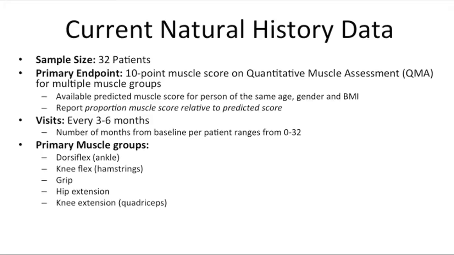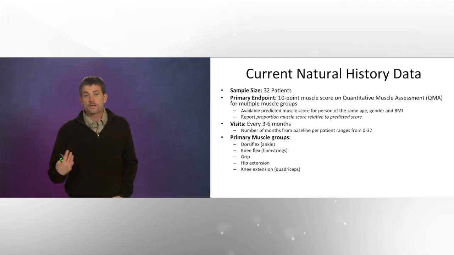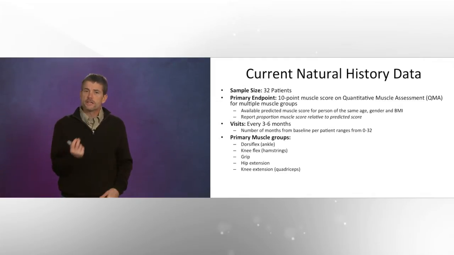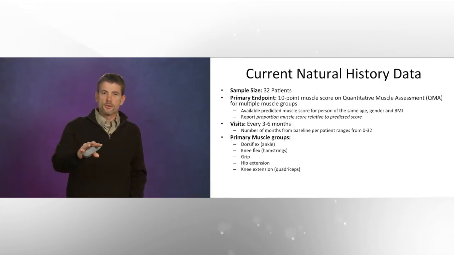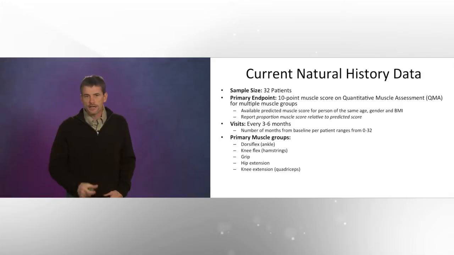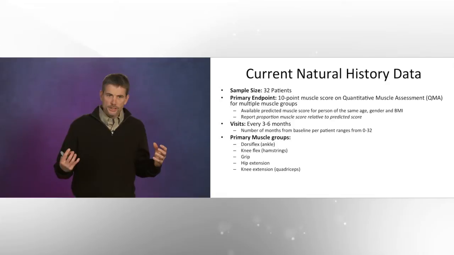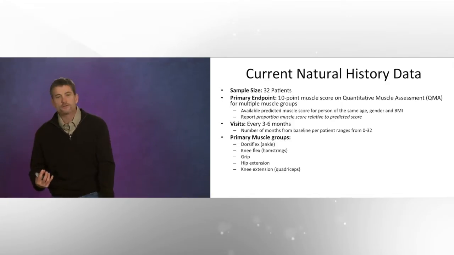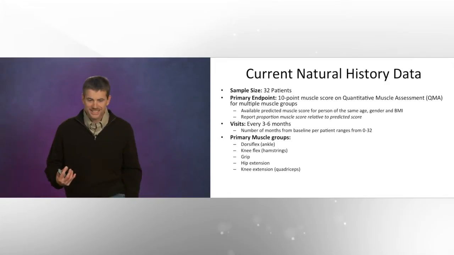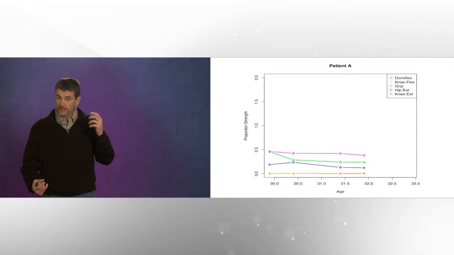And what's also neat about it is it ranges from muscles at the ankle all the way up through the body. So you can see some muscles are being atrophied and some are not. And there will be subjects at very different points in the disease. I'll show you 5 muscle groups. We're looking at a couple more as part of the disease model as well. And these are the dorsiflex, which is the ankle, the hamstrings, the grip, hip extension, and knee extension. This is the quadricep that's going to drive the ability to extend the knee, which you need to walk.